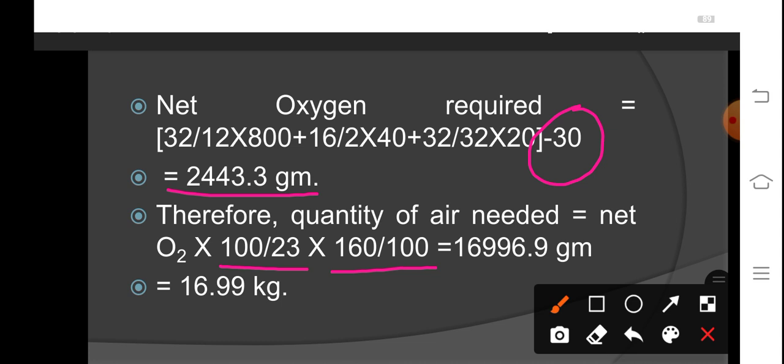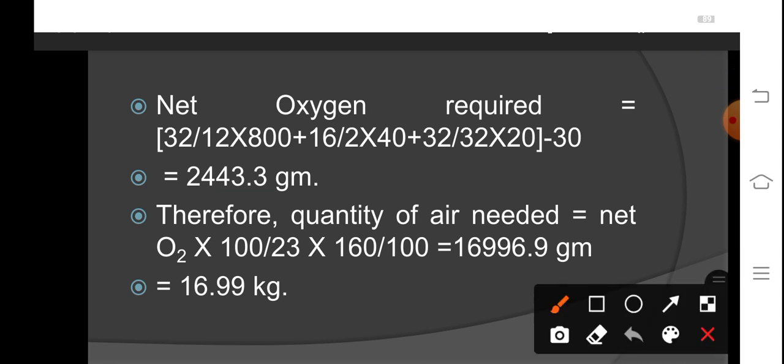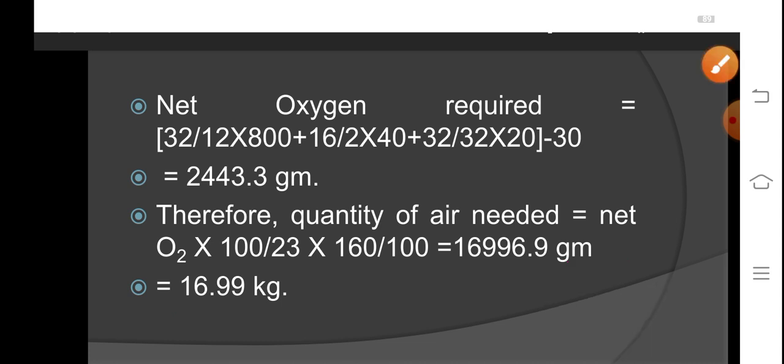So for 60% excess air, we have to multiply this 160 upon 100 into the theoretical quantity of air required. So our overall answer will be 16996.9 grams. We can reduce it to kg also. So this is how we have calculated the weight of air required for combustion of the given fuel.